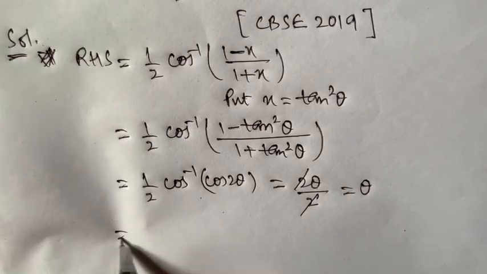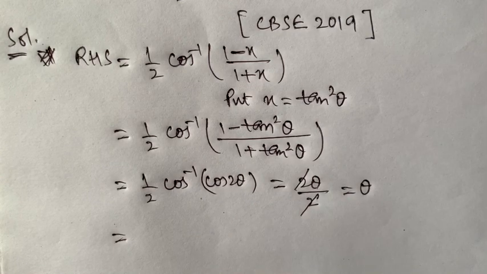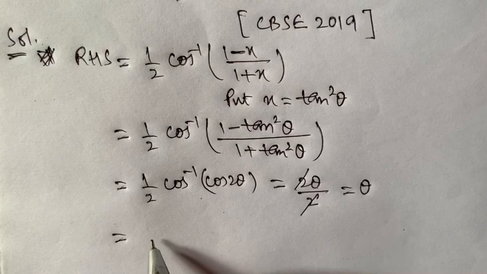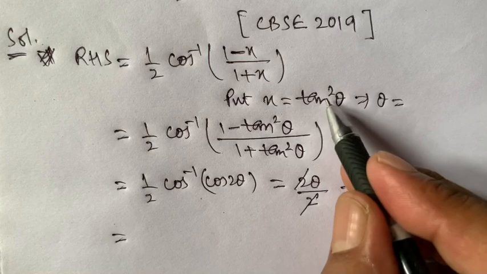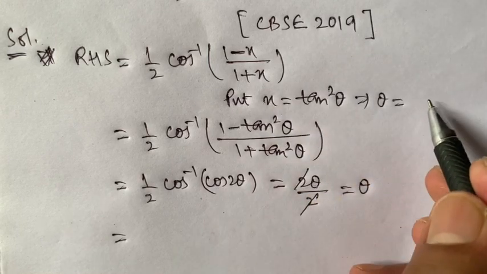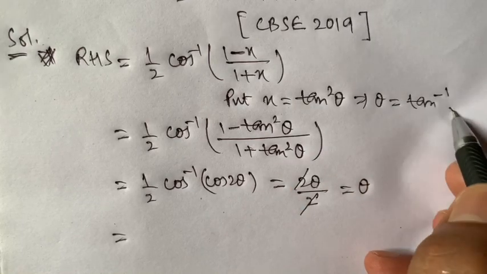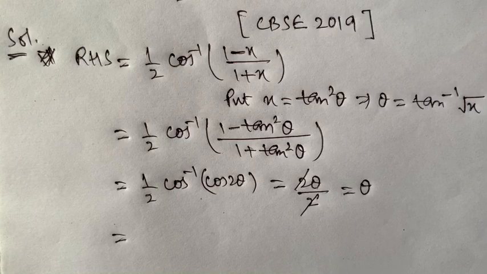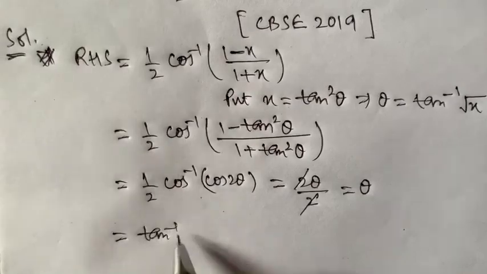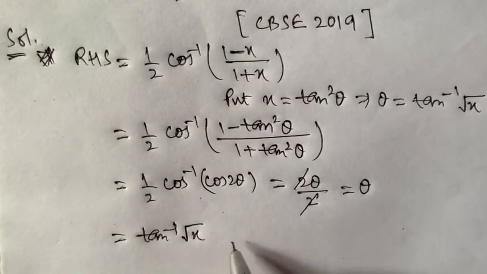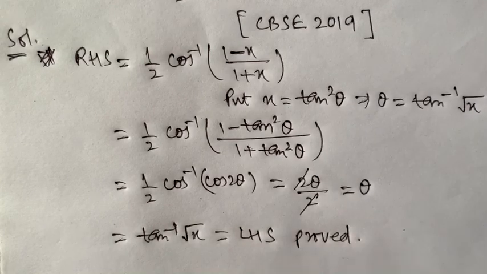Now what is the value of theta? We have substituted x is equal to tan square theta. So from here we can get the value: theta is equal to, first of all the square will be removed to give us root under of x, and then tan will go to that side. So we will have tan inverse of root x there, and this is LHS. Hence it is proved now.